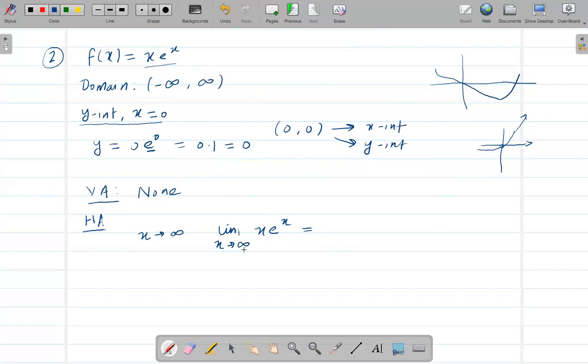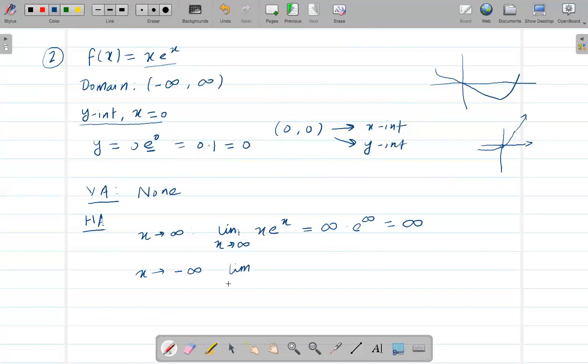If I say x goes to infinity, it looks like infinity times e to the power infinity is infinity. So if x goes to infinity, this will go to infinity. Now let's analyze where it's going to go when x goes to negative infinity.